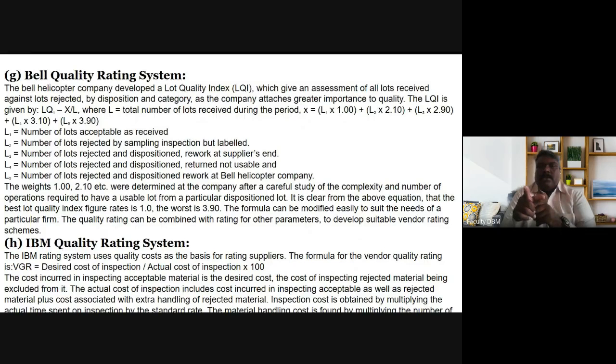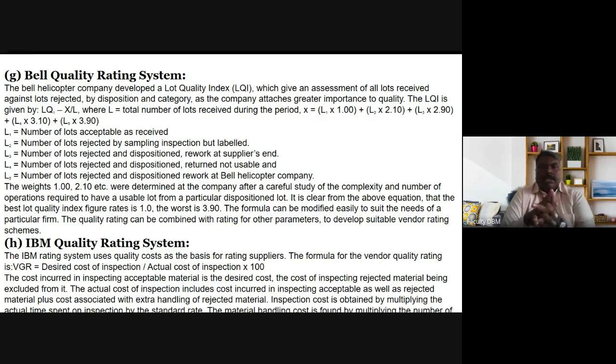So LQI is given by LQI = 1 minus X by L, where L is the total number of lots received and X is equal to L1 into 1 plus L2 into 2.1, L3 into 2.9, L4 into 3.1, L5 into 3.9. So what is L1? L1 is the number of lots accepted as received. How many? 100 we have received. L2 is the number of lots rejected by sampling inspection. They have given a label, but they have been rejected at the sampling.